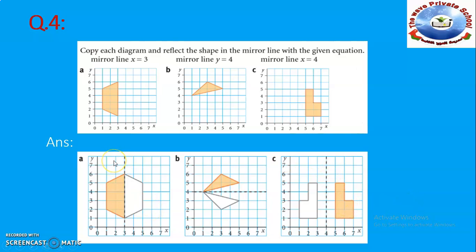The remaining questions 5 and 6 you will do at home. And now we will try to solve exercise 17.2, that you will see in the B part of this video.